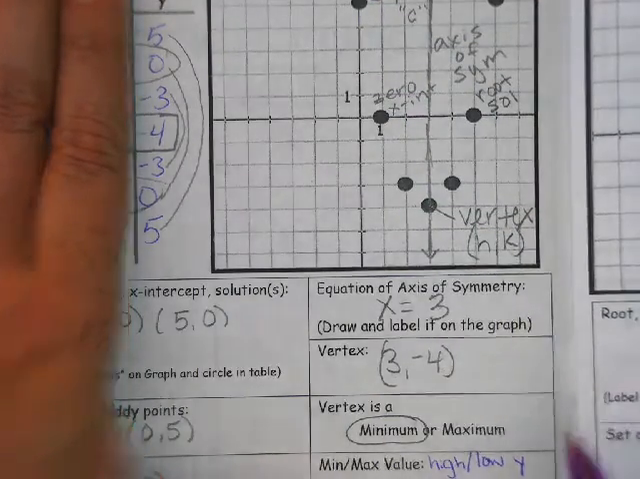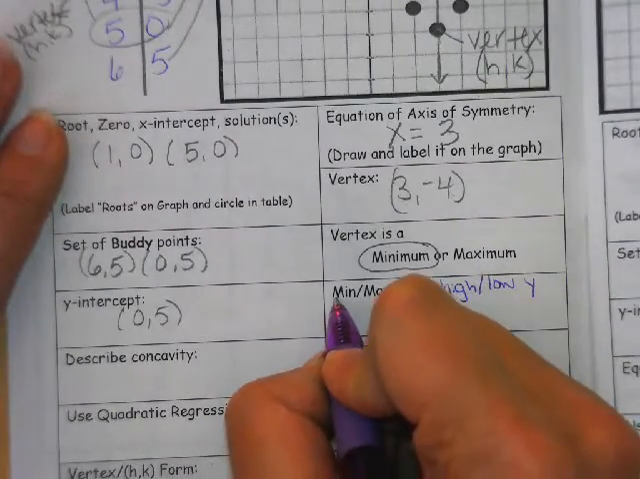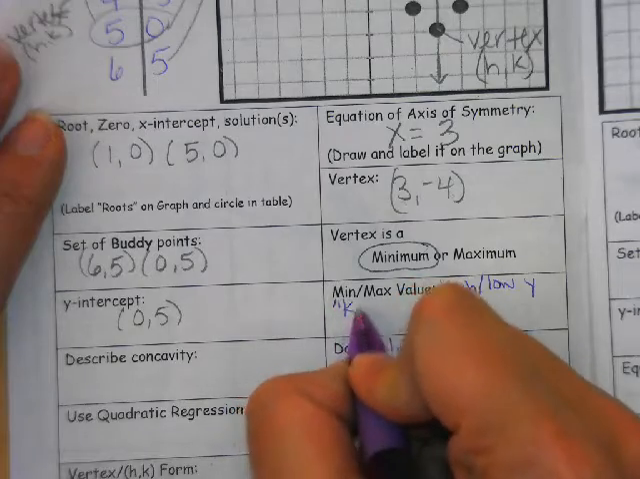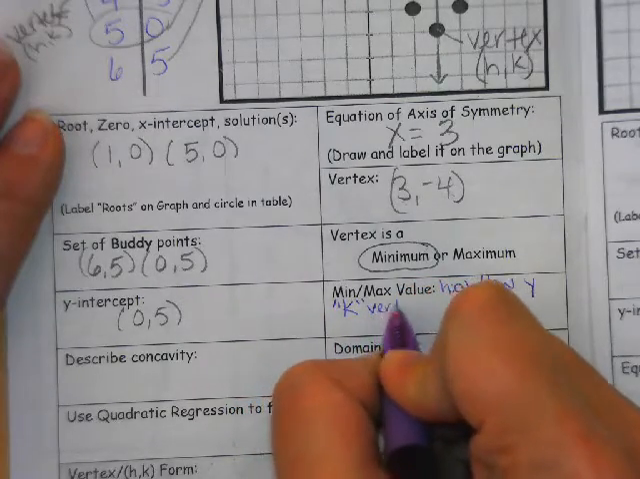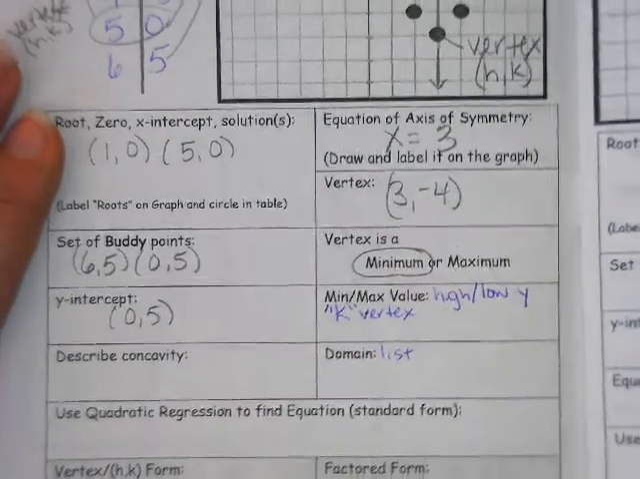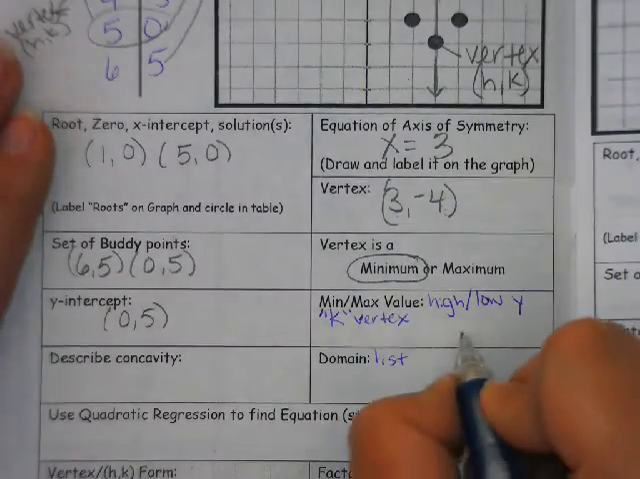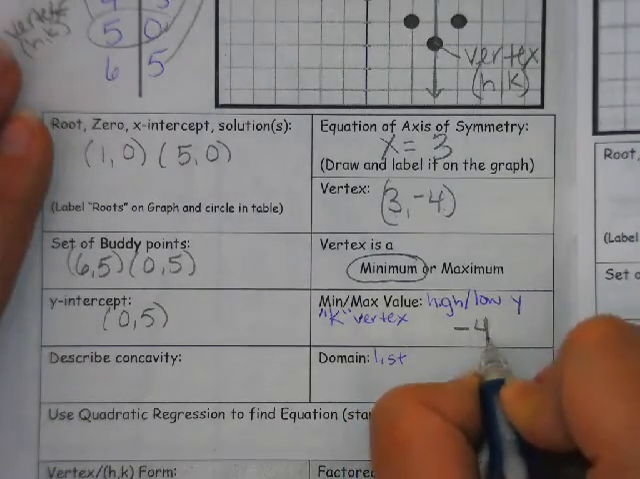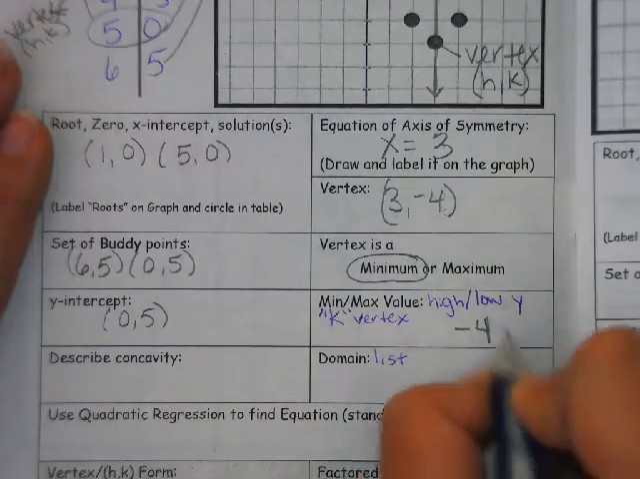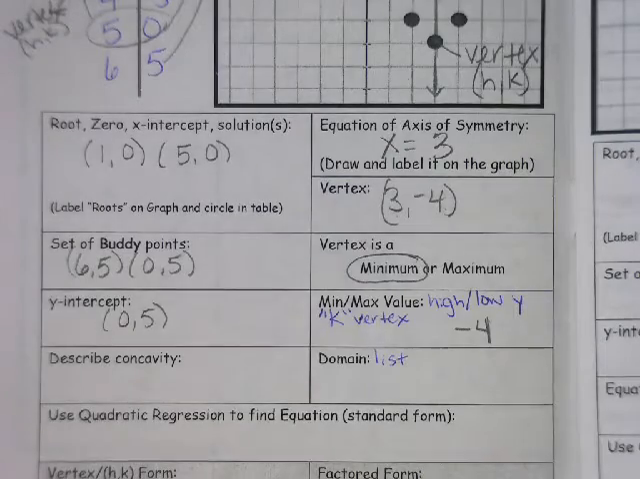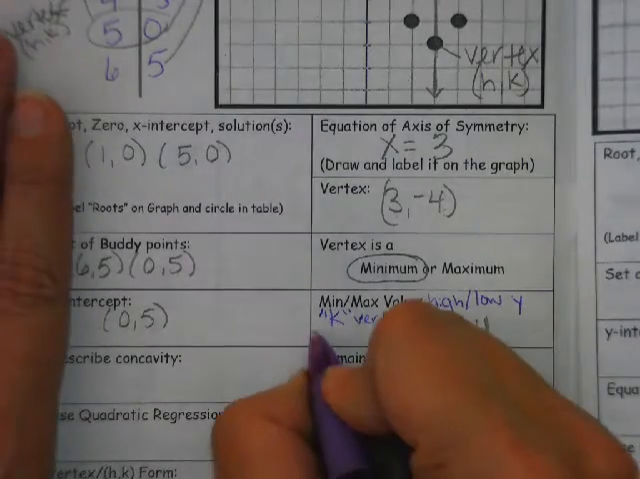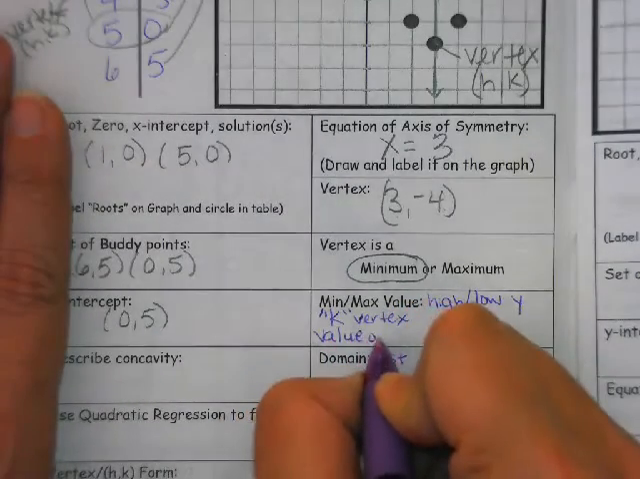So I want you to make a little note. This is actually going to be your k in your vertex. Okay? And it's just going to be the y value. We're not going to write y or anything like that. We're just going to write that value. Okay? So you can make yourself a little note. This is the value only.